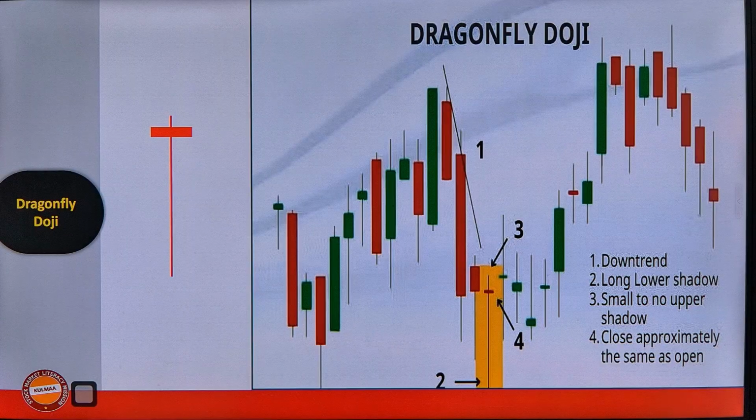Today we are going to discuss a powerful single candlestick pattern, and the name of that pattern is Dragonfly Doji. Dragonfly Doji is a powerful candlestick pattern which is normally made at the bottom of a downtrend, and if you see that Dragonfly Doji at the bottom, then you can be assured the market is going to reverse from downtrend to uptrend.